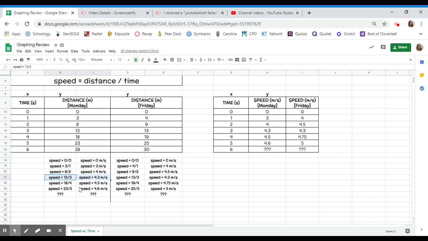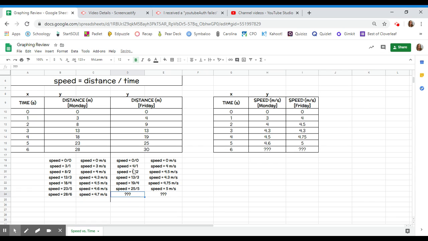Okay, so now that you see how we've done that, I want to type in this one with you guys. So our speed for this last one, we're looking at 6 seconds. Our speed is going to equal our distance divided by time. So our distance at 6 seconds is 28 meters, and obviously our time is 6 seconds. So 28 divided by 6 is 4.7 meters per second. So that is Mr. Wilson's speed at the end of 6 seconds on Monday.